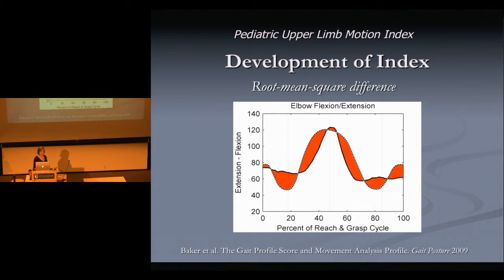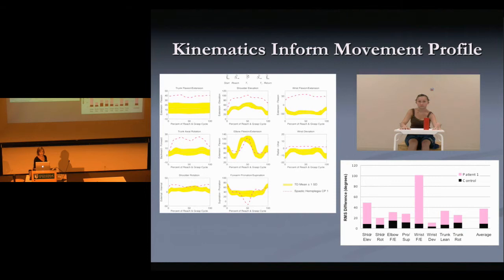So based on the previously collected data from the 30 typically developing children, we had this mean value here for elbow flexion and extension. We calculated the root mean square difference between this mean line and the patient line. So the RMS difference, root mean square difference, is in red. We calculated that for each of the 8 kinematic variables.